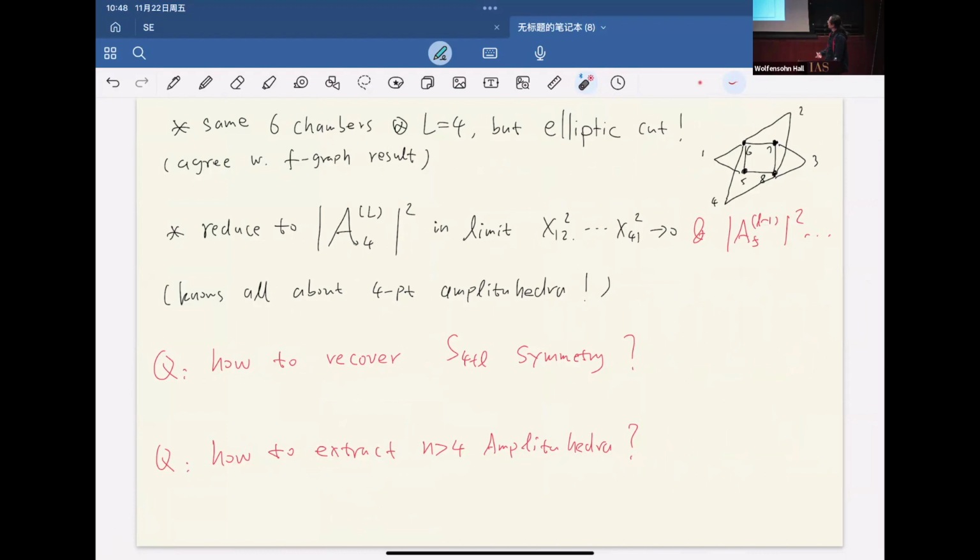So the main question is, our definition comes from some definition that people proposed, which treats all the 4 plus L points democratically, but no one has been able to use that definition for anything, right?